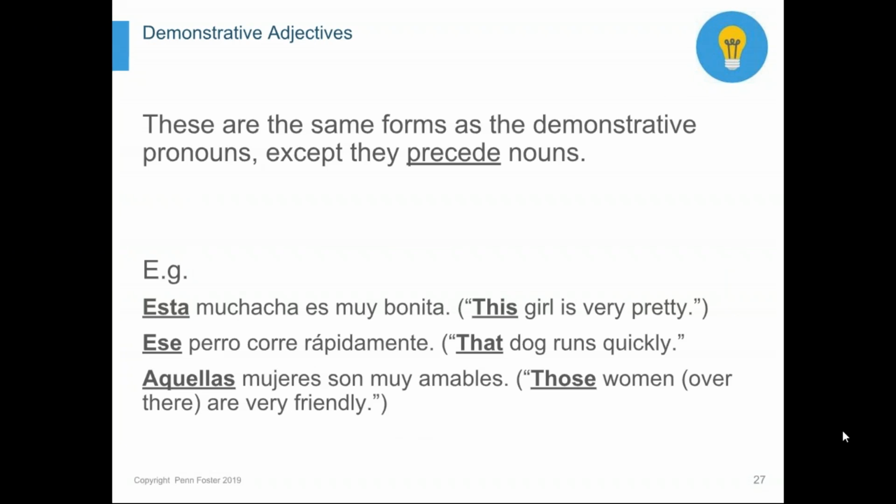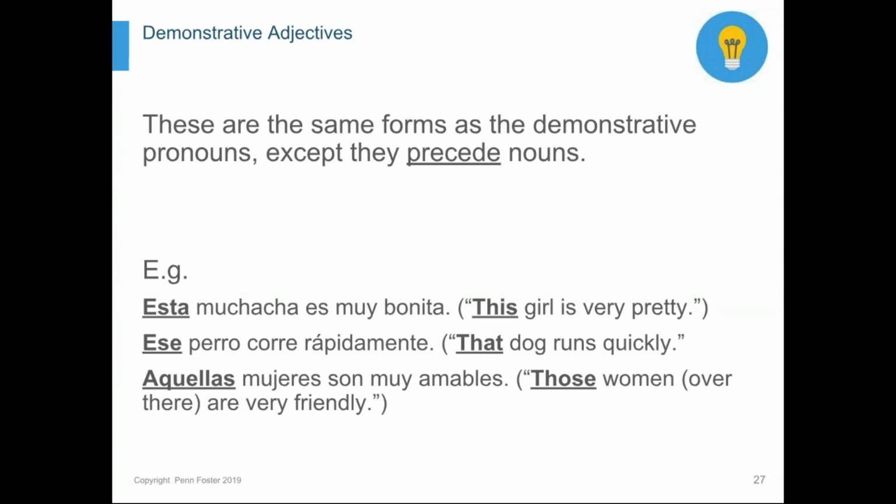Those that represent, again, location of a noun based on its proximity to the speaker, as we discussed earlier with demonstrative pronouns. Very similar, but just a different part of speech here. Instead of replacing the noun, they will precede the noun. The noun has to be present in this context in order for the demonstrative to be considered an adjective.